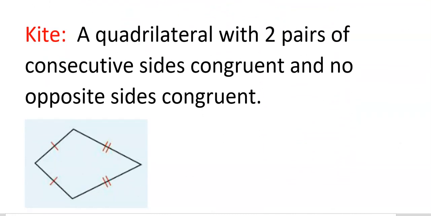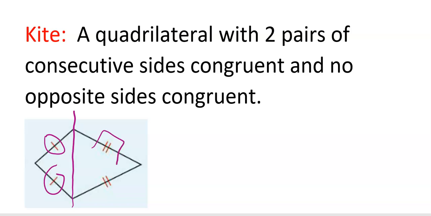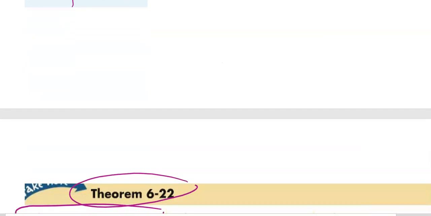Now, last part, kite. A quad with 2 pairs of consecutive sides congruent and no opposite sides congruent. So you can kind of think of this as 2 separate isosceles triangles. The 2 that are on that top little shorter section are the same, and the 2 that are on the longer edges are also the same. Generally for a kite, that's what you picture in your head. So that's one of the properties.